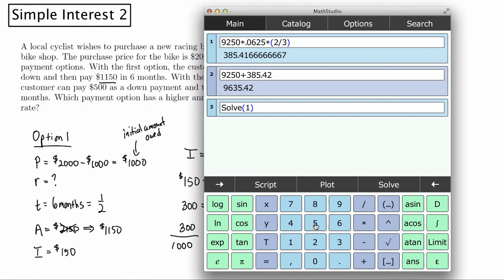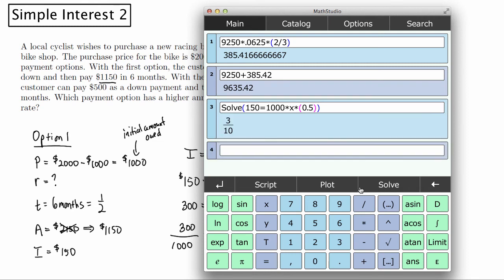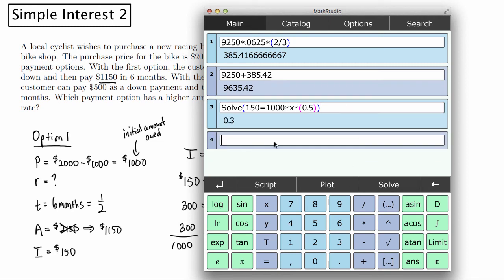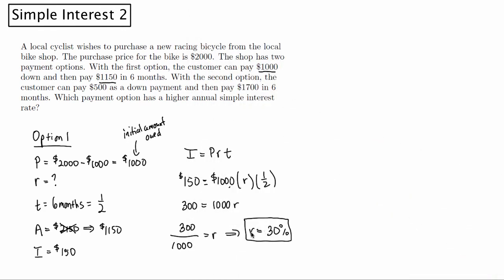All I do is enter the equation, which was 150 equals, in this case, 1,000 times, I can change R to X, so I'll just call it X, 1,000 times X times, remember T on this problem was 1/2. If I hit solve again, it solves for the value of the variable. In this case, the variable was X, and it gives me the value 0.3, which matches what we got algebraically here.